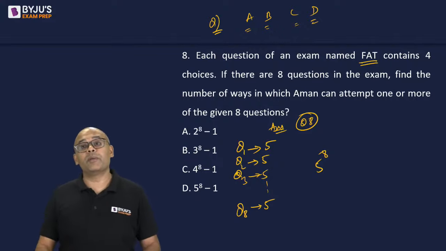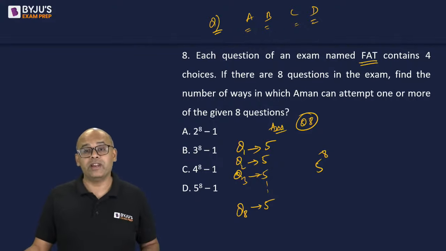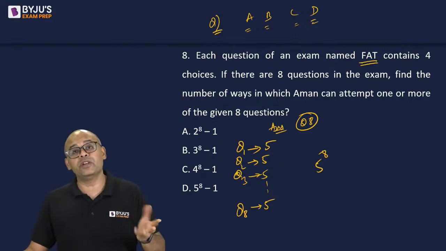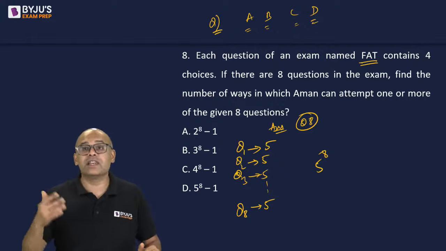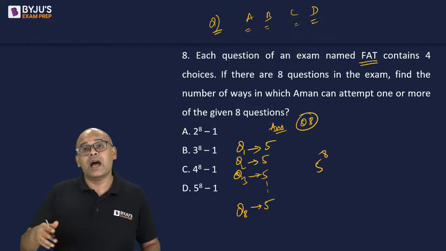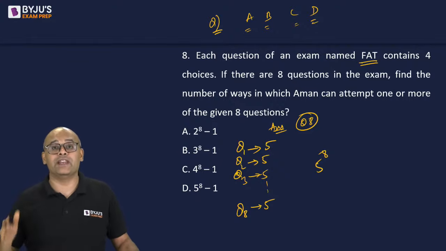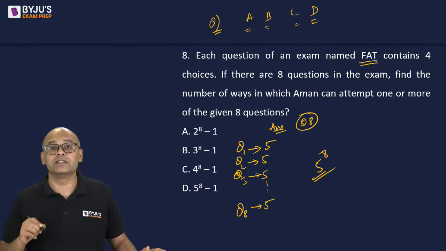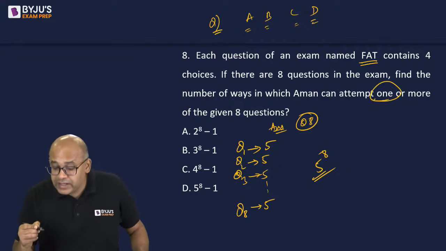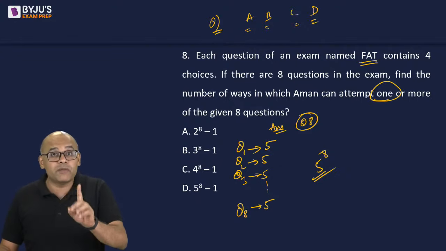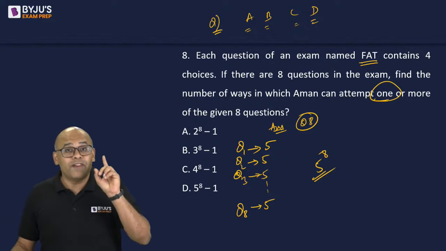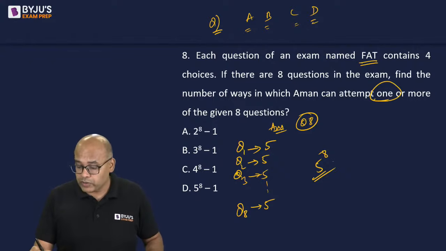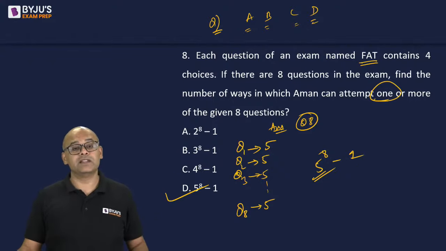What is the problem? There is one scenario where I will go to first question and say, I will choose the option 5. What is the fifth option? Not answering it. I'll go to the second question, I'll say, I'm choosing the fifth option again. So basically, I'm not answering any of the 8, which is also a way of giving the question paper blank, correct? That's a way that is counted in this. But the question says, at least one should be attempted. One or more means minimum one question should be attempted. So the one case where I'm leaving all should not be counted. So minus 1. Hence the answer option D.